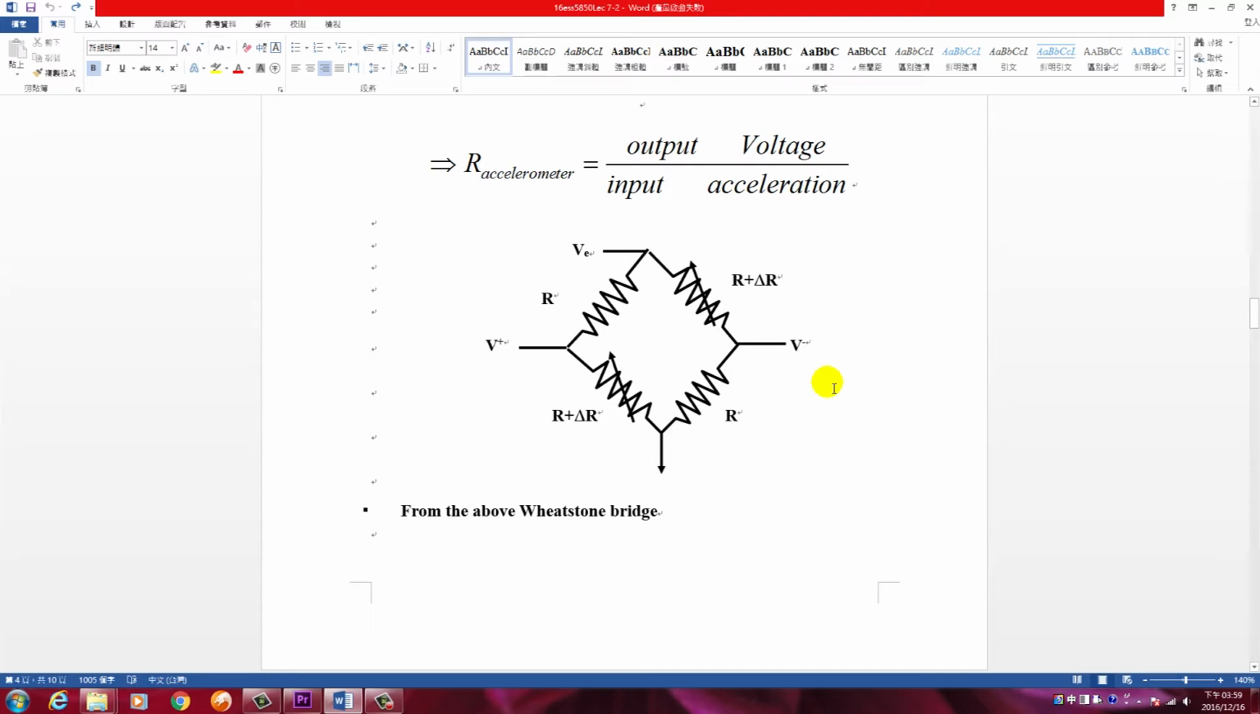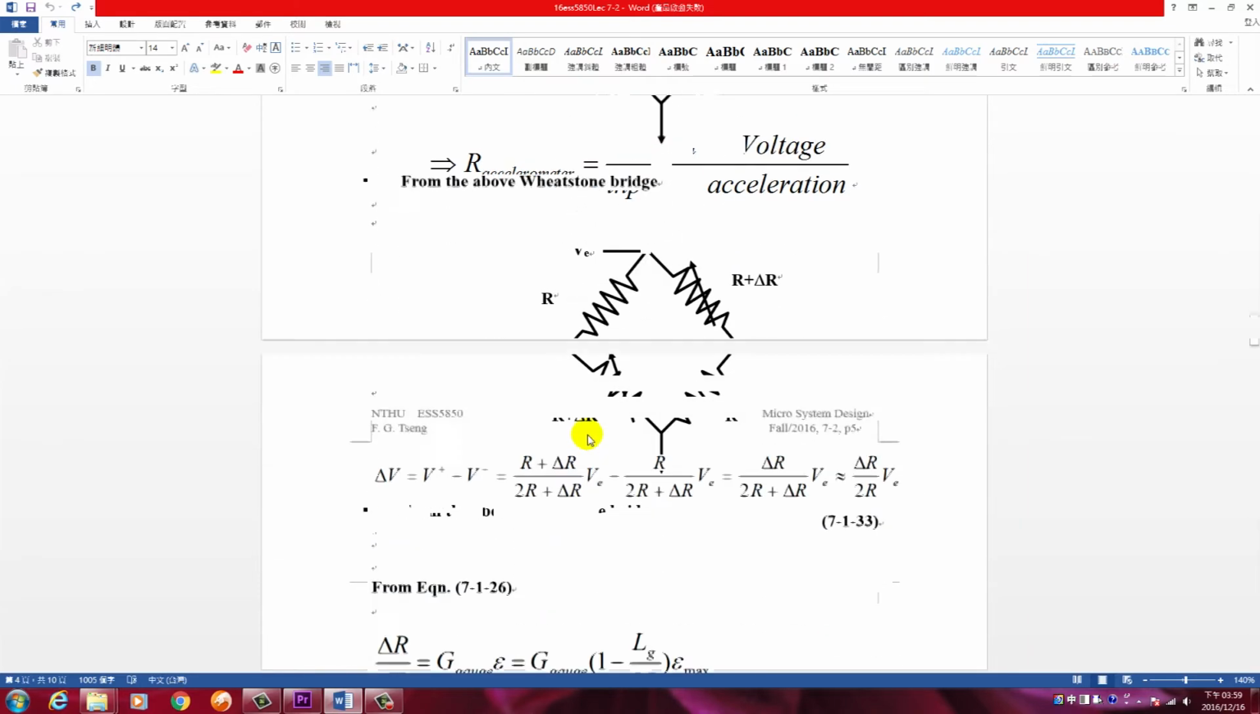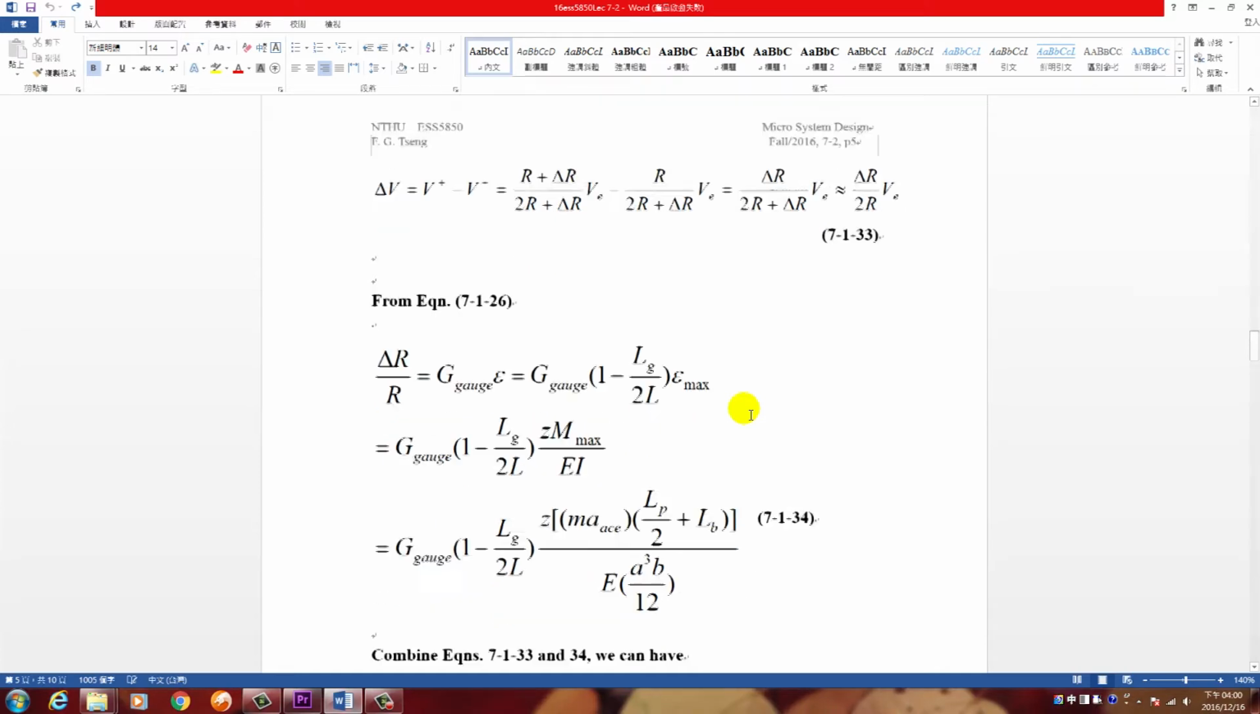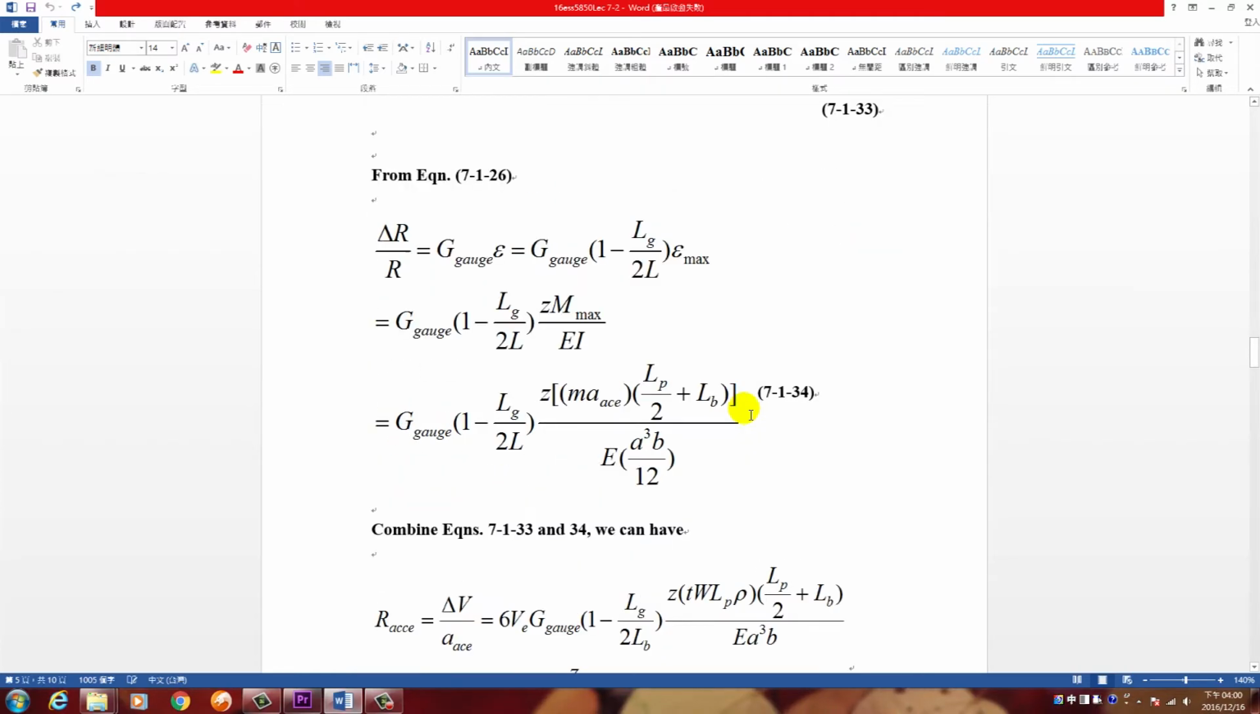Okay, so finally we will get the final equation. When you have this kind of equation here, and the delta R has been derived previously, you can plug in the delta R here, and you get the final equation here. The resistivity will be like this. So this final equation is important. You can consider separating it into 3 different groups.